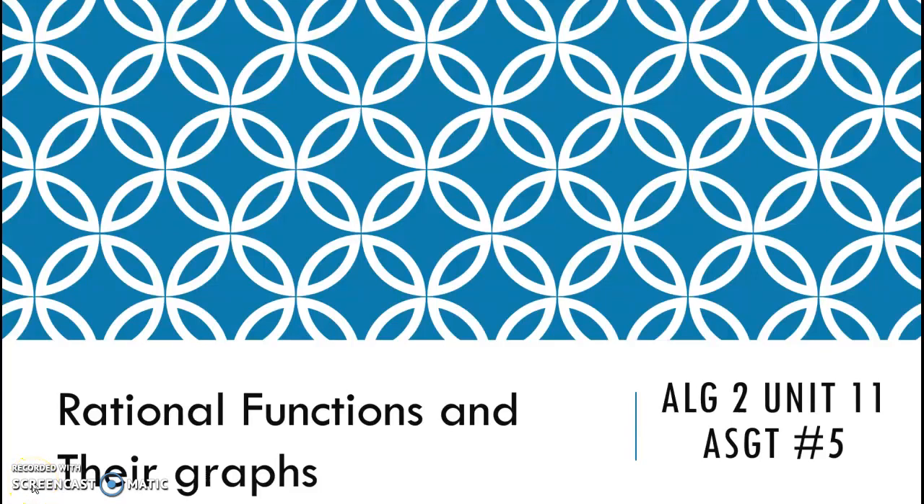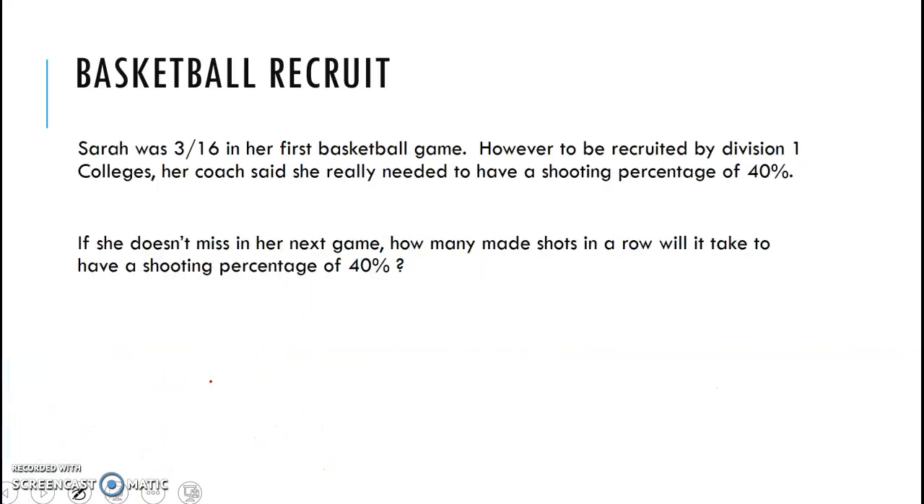All right, so in assignment number 5, we're talking about rational functions and their graphs. Rational functions come about in a situation like this. Sarah was 3 out of 16 in her first basketball game. 3 out of 16 is not a very good percentage.